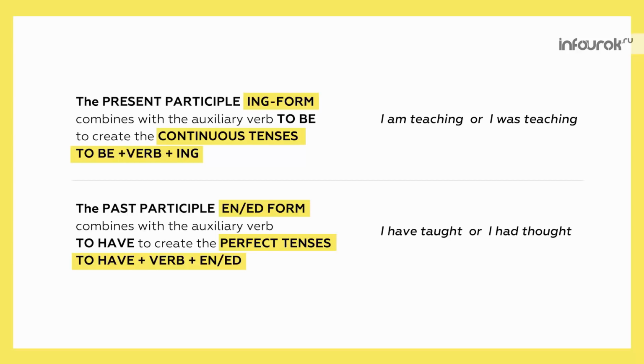So we will immediately notice that the present participle, verbs ending in ing, has a very important role in giving us the idea of continuity in English. The same for the past participle, which in the main ends in en or ed, is used to create the perfect tenses in English, the present perfect and the past perfect, giving us sentences like I have thought or I had taught.